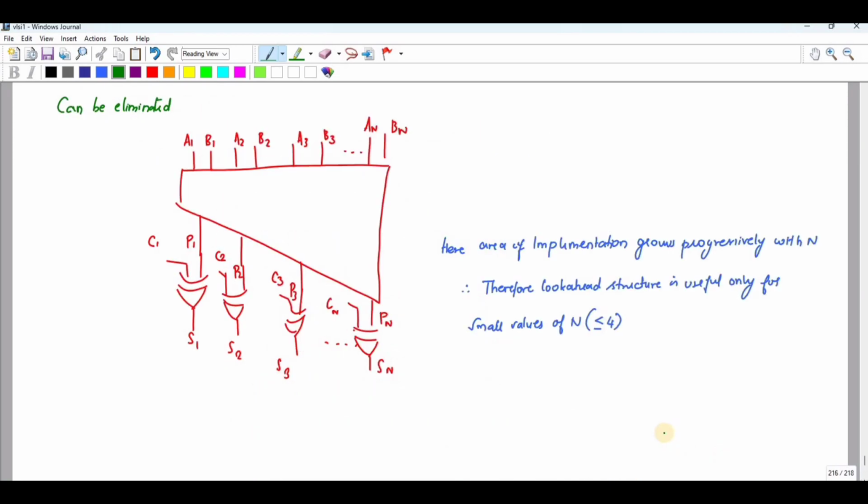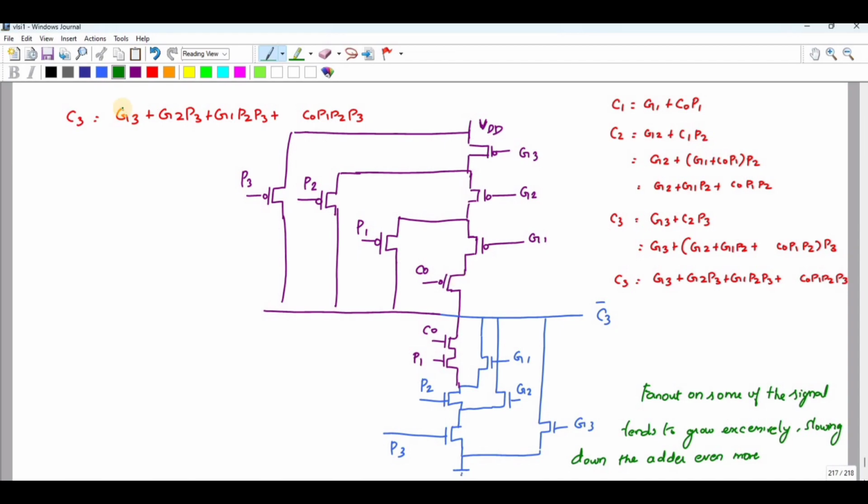If I want to generate the sum, we know that the sum is equal to A XOR B XOR C. So if I want to generate S1, I can write P1 XOR C1. Likewise, to implement Sn, it is Pn XOR Cn. So this is your final equation: C3 is equal to G3 plus G2 P3 plus G1 P2 P3 plus C0 P1 P2 P3.